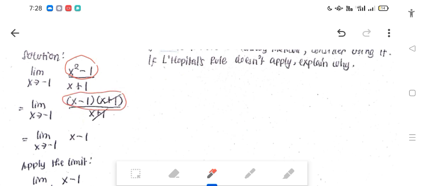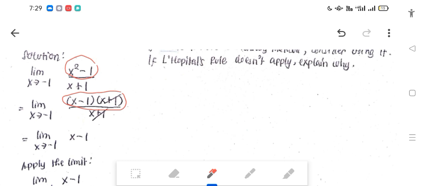After factoring x squared minus 1, we have the quantity of x minus 1 multiplied by the quantity of x plus 1 as the factors of x squared minus 1. And we're going to copy the denominator, which is x plus 1. So we have here the limit of the function, the quantity of x minus 1 multiplied by the quantity of x plus 1, all over x plus 1.